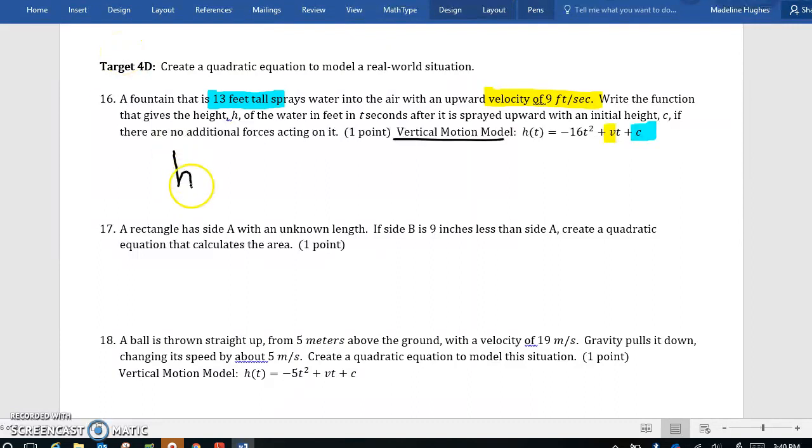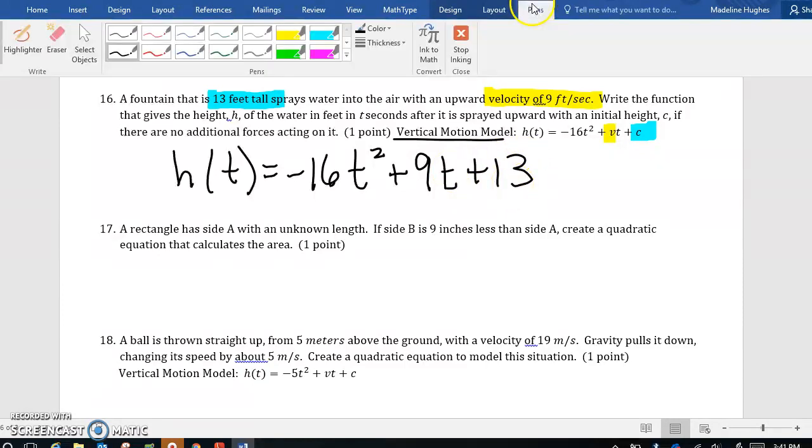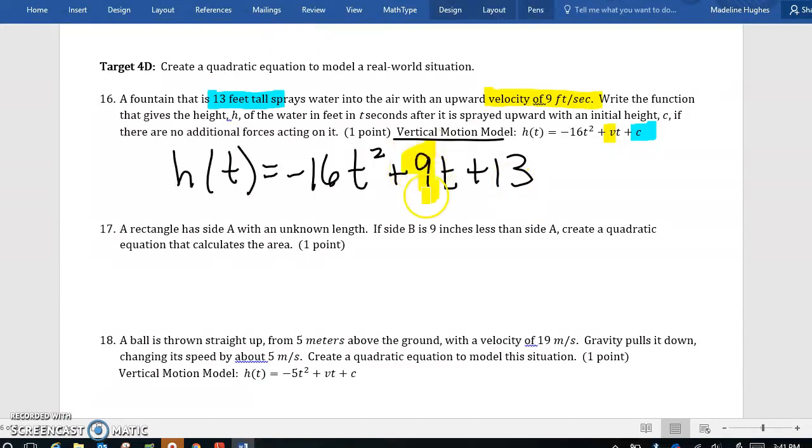So the formula is still h of t is equal to negative 16t squared plus, now instead of v, we're going to write the velocity, which they give us is 9. The t stays in the problem. And then our c is plus 13. Okay, and the 9 comes from the velocity. The 13 comes from the c. The 13 feet tall, the fountain sprays the water up.